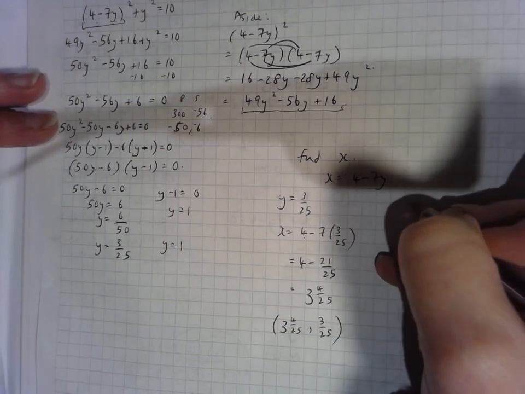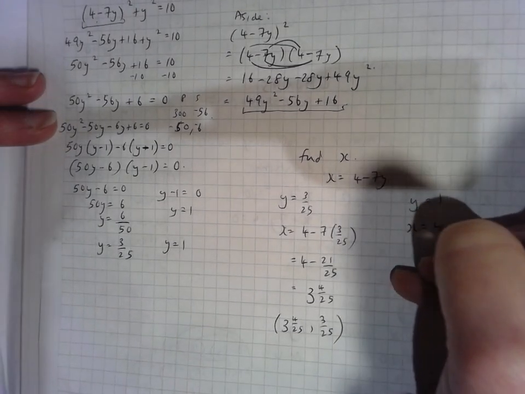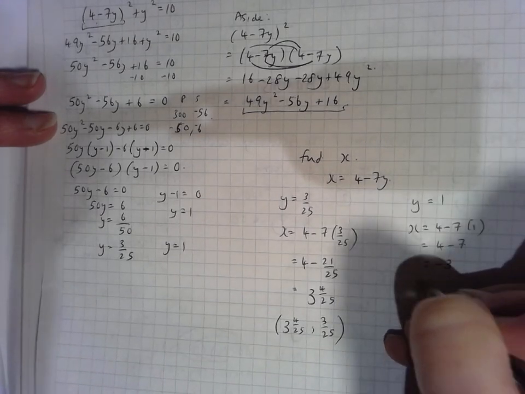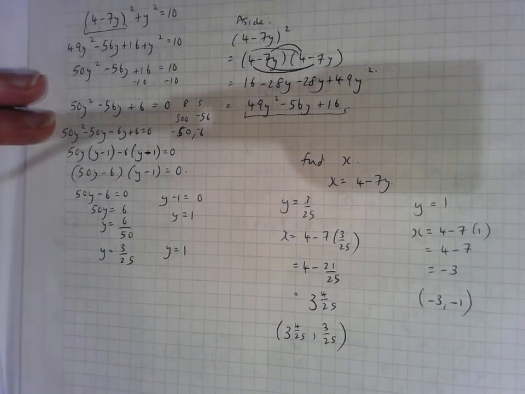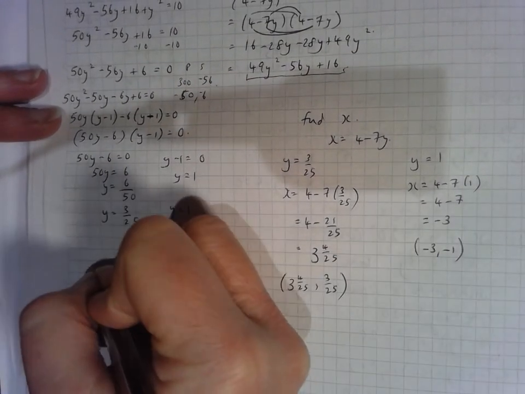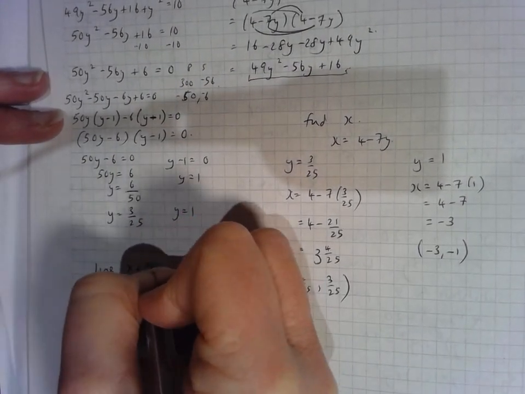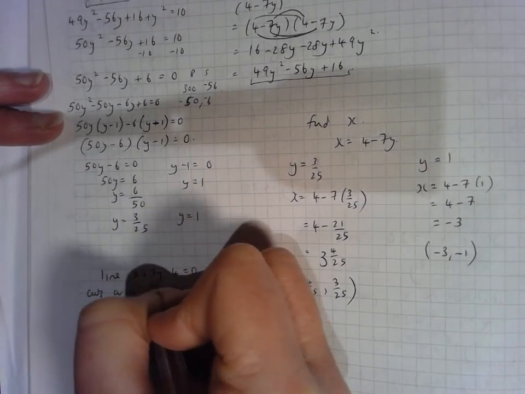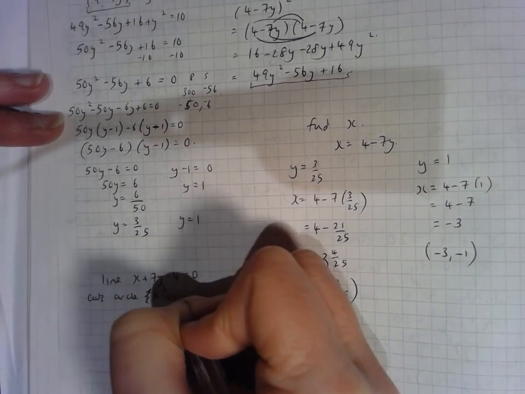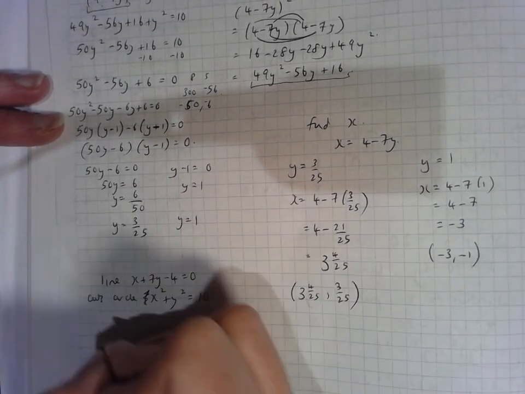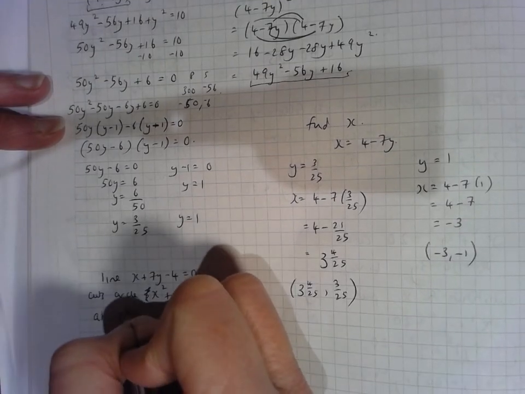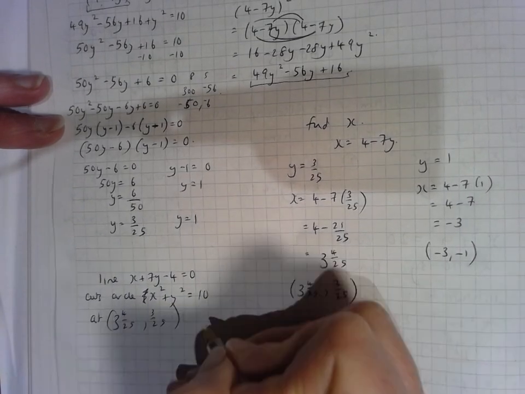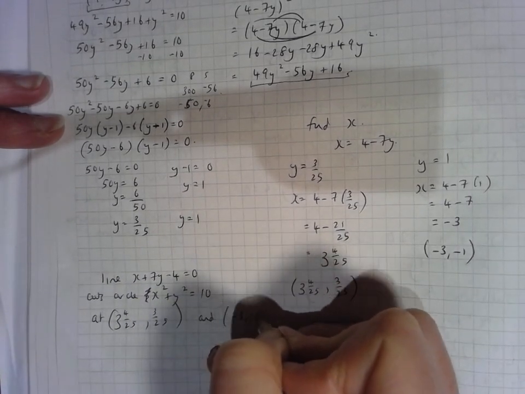And then my other one, y is equal to 1. That'll be much nicer. X is equal to 4 minus 7 by 1 is equal to 4 minus 7, which equals minus 3. So my other point of intersection is minus 3, 1. Okay, so the line x plus 7y minus 4 equals 0 cuts the circle x squared plus y squared equals 10 at 3 and 4 over 25, 3 over 25, and minus 3, 1.